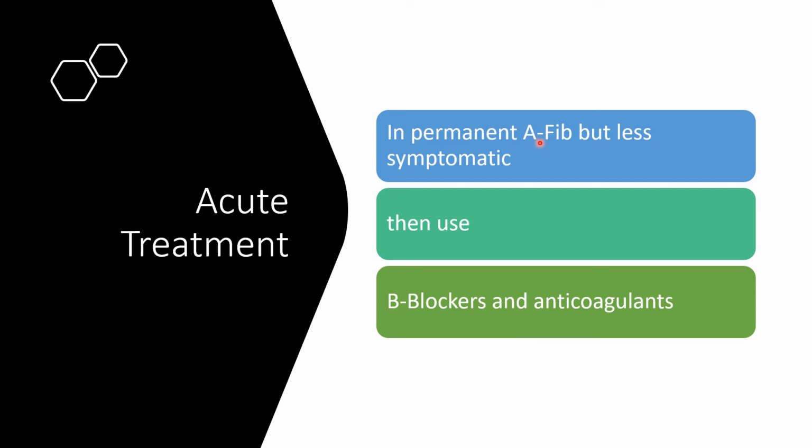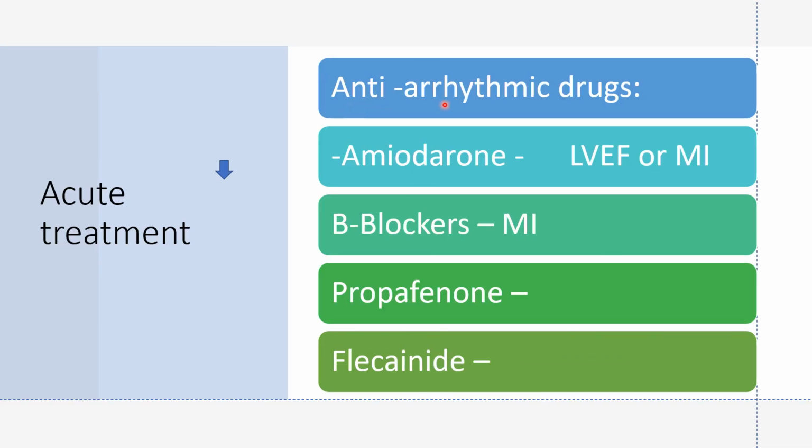In permanent atrial fibrillation, but not symptomatic, we can use beta blockers and anticoagulants. Antiarrhythmic drugs are welcome. Amiodarone will be the best friend when we are faced with left ventricular ejection fraction dysfunction or myocardial infarction. In myocardial infarction, without left ventricular ejection fraction dysfunction, then we can give beta blockers. But once ejection fraction is low, we can give amiodarone. We can also use propafenone or flecainide.